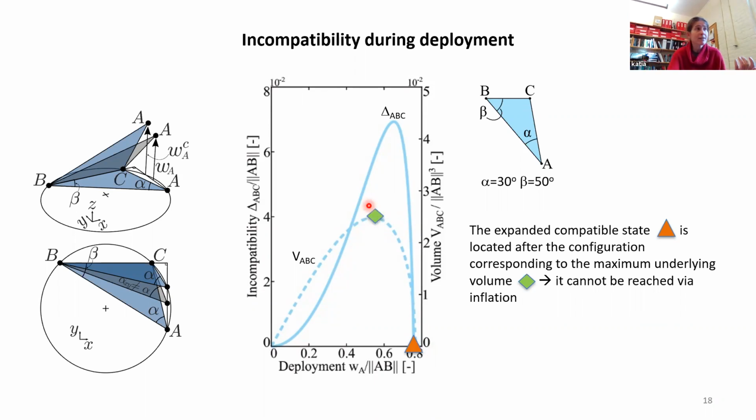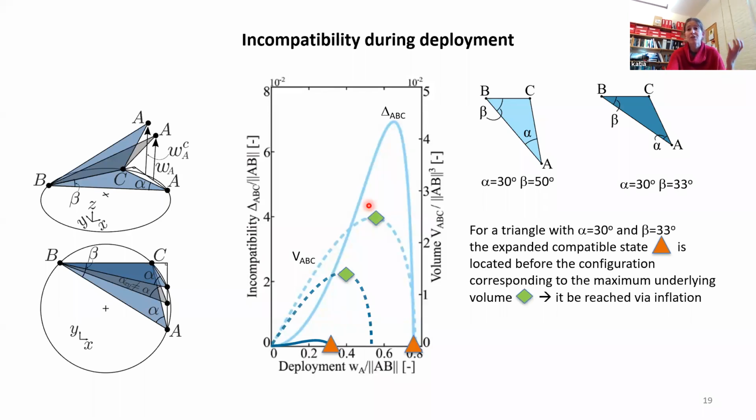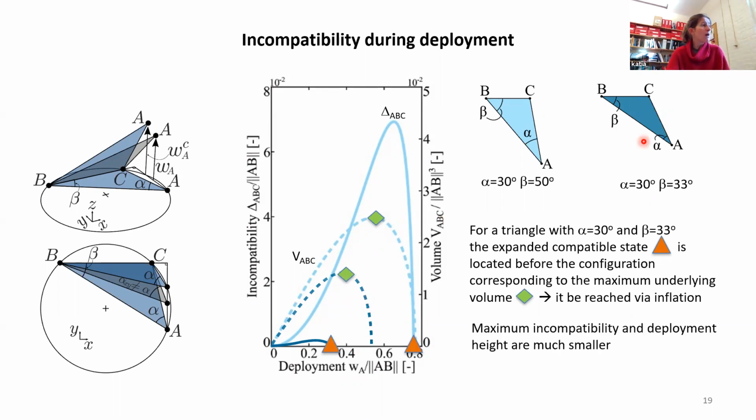All right, so is this a universal property? Let's pick a different triangle with different alpha and beta. Here you see the corresponding curve in dark blue. What we see is that in this case, the expanded compatible configuration occurs before the maximum volume configuration. So this triangle can be deployed by inflation. However, we also see that the maximum compatibility and the deployment height are much smaller. And so the idea is that this structure is going to be only marginally bistable.